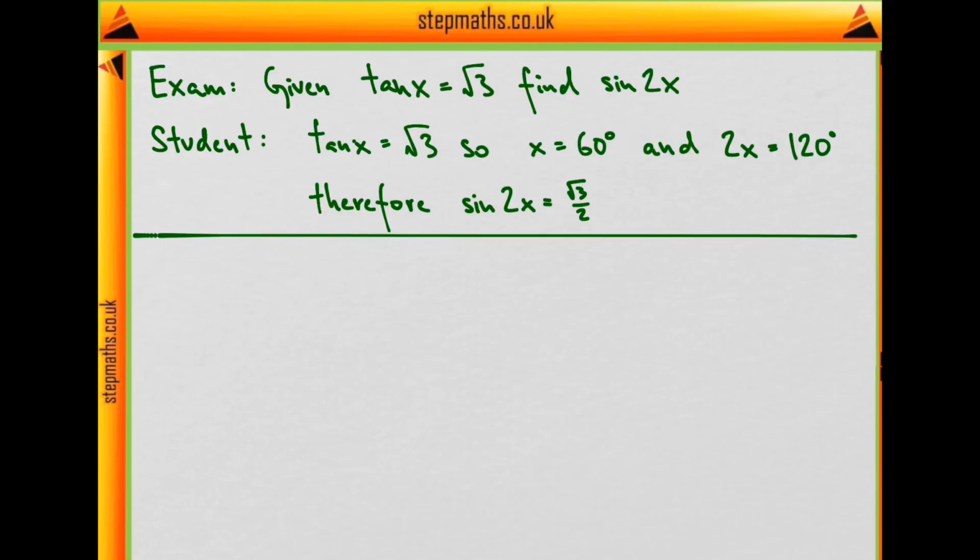First of all, is the final result correct? Have they found all the values of sine of 2x which are possible given this condition? And then, is the method and the whole calculation actually correct?